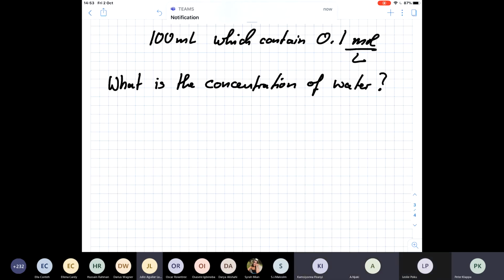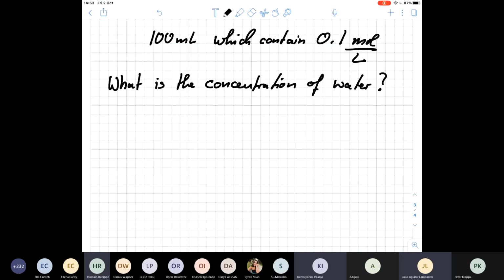The concentration is not 0. Isn't it related to water? The concentration is water. Pure water, what is the concentration of pure water? A little hint: calculations, how many moles of water do you have in a liter?